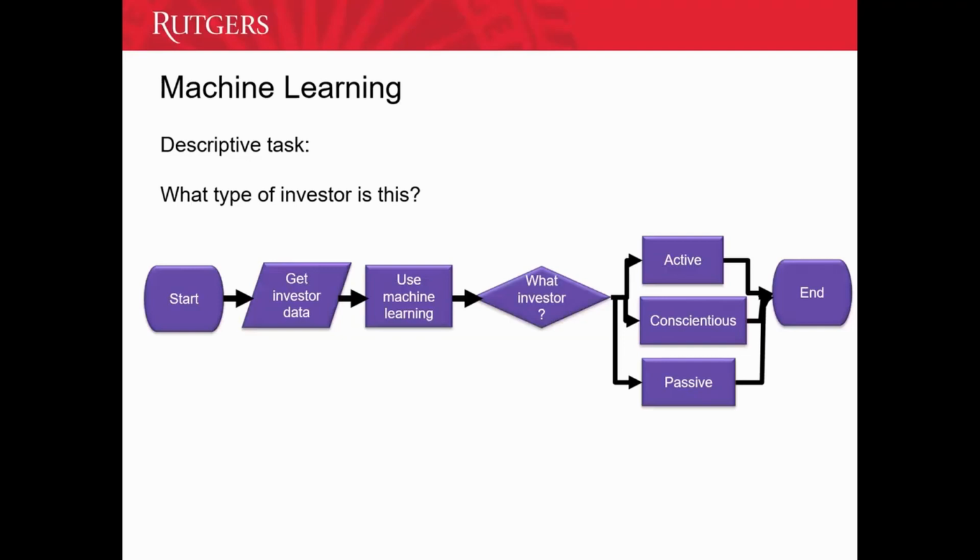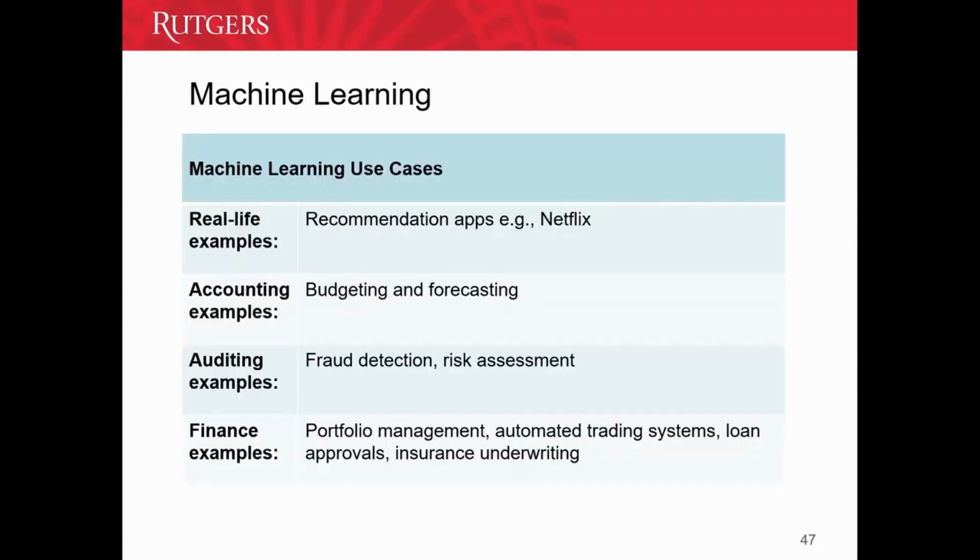So basically, this machine learning algorithm is able to analyze previous data, determine what the patterns are for active and passive investors, and then it's able to determine for any new potential investor what category they fall under, right? So this is a very simple illustration of the flow of descriptive tasks.